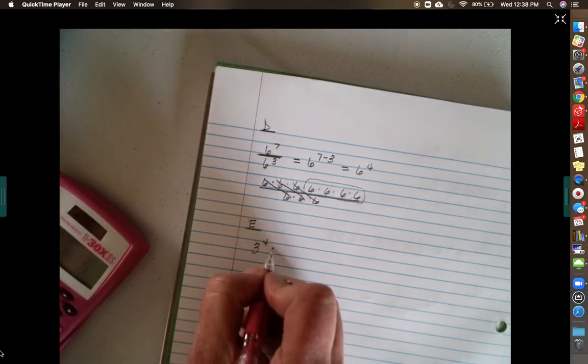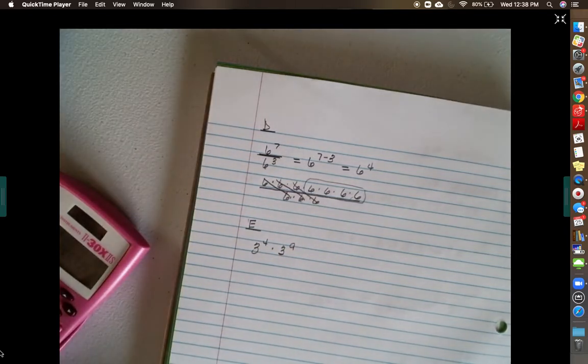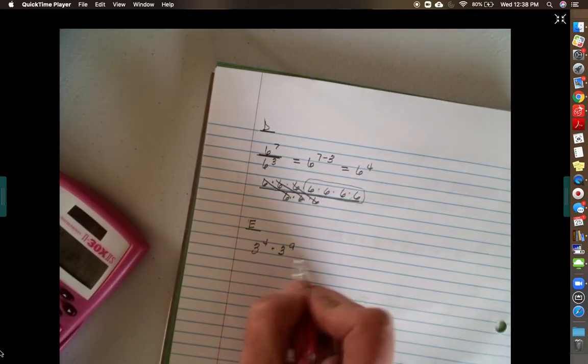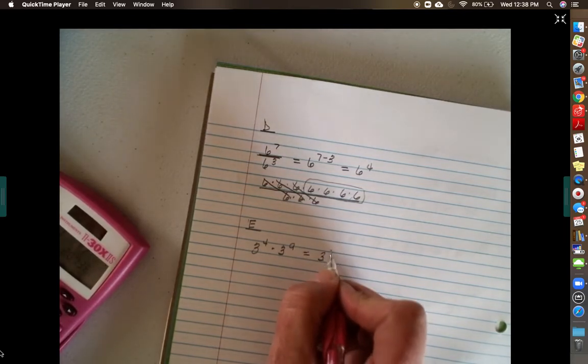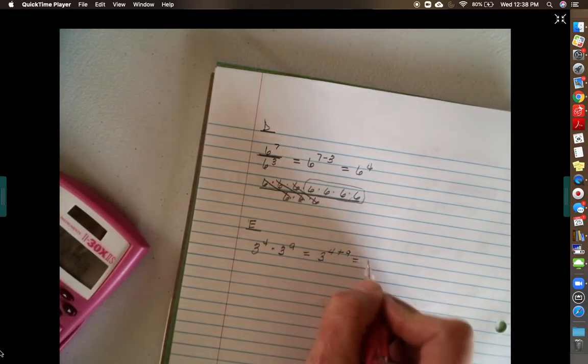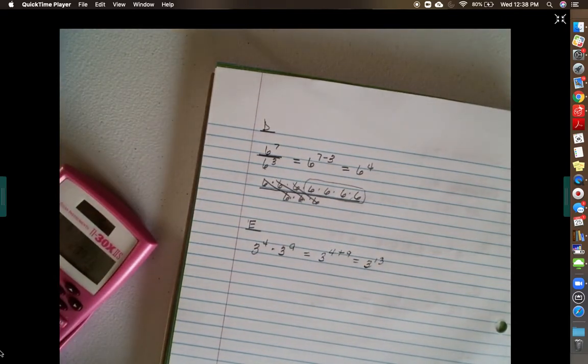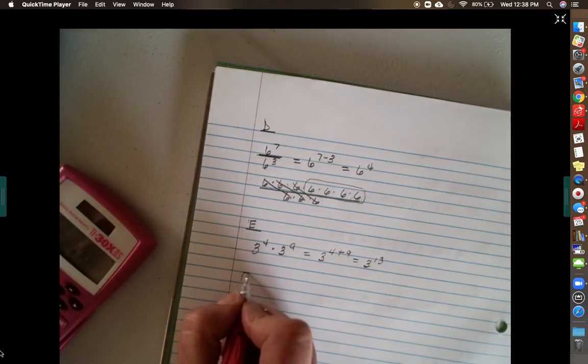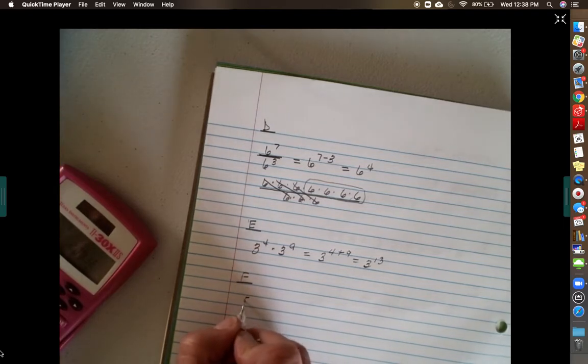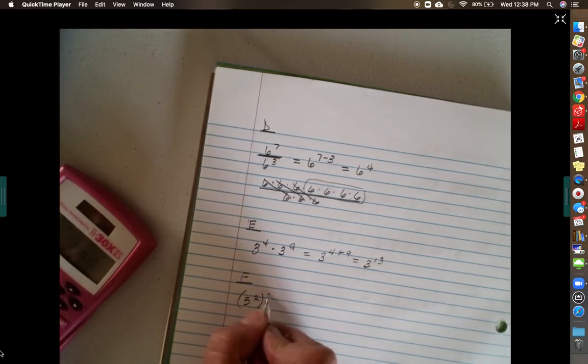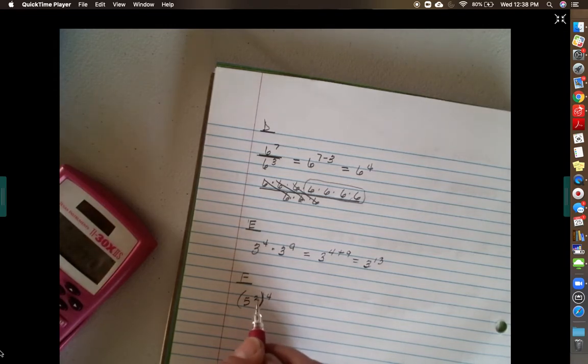Three to the 4th times 3 to the 9th. When we multiply same base, we add our exponents. And then the last new rule we're learning is when I have a power to a power, think about this as a parentheses, but when I have a number, parentheses, and another number, it means to multiply.